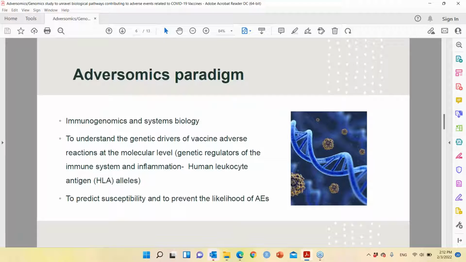When it comes to adverse drug reactions, we have a terminology which we name AdversOmics, which is the extension of pharmacogenomics as a new paradigm for vaccine safety and design. This is the application of immunogenomics and systems biology, through which we understand the genetic drivers of vaccine adverse reactions at the molecular level. In these studies, we will look at genetic regulators of the immune system and inflammation to predict susceptibility and to prevent the likelihood of adverse events. There are some genes already proved by previous studies to be related to adverse events related to medications, especially vaccines. Among them, we have human leukocyte antigens and also interleukins.